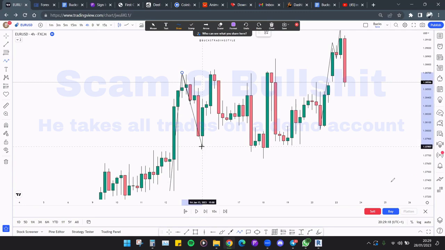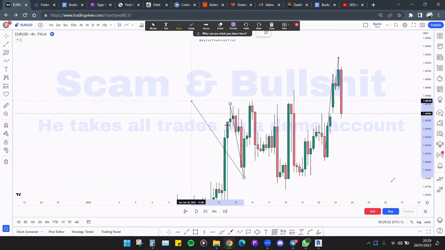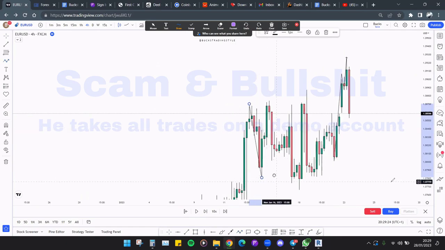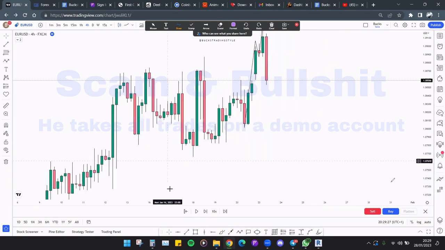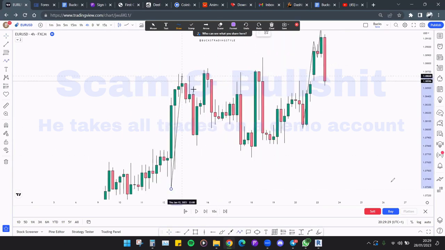Price came down all the way to this point. Now, just be looking at what I'm doing. I'm marking external structure only. See what I'm marking. Price came all the way up to this, then came back down. So that's our new range.